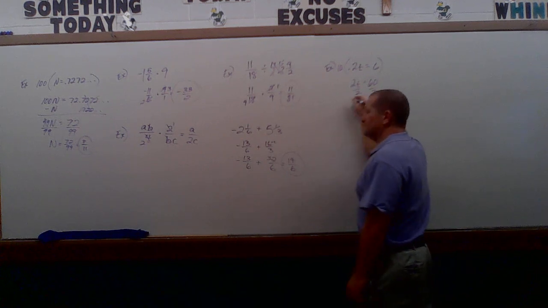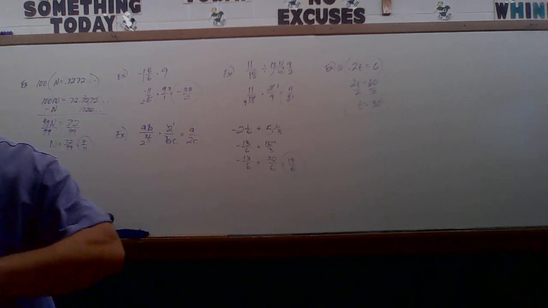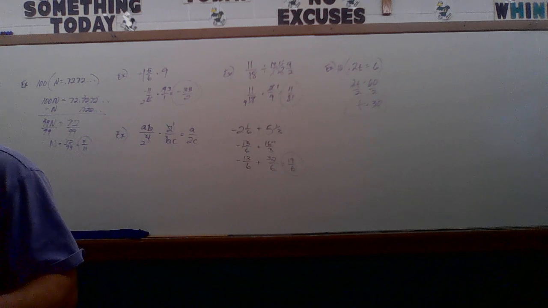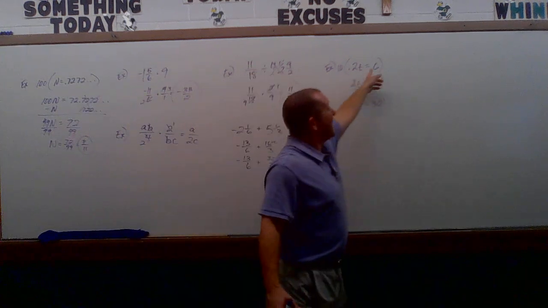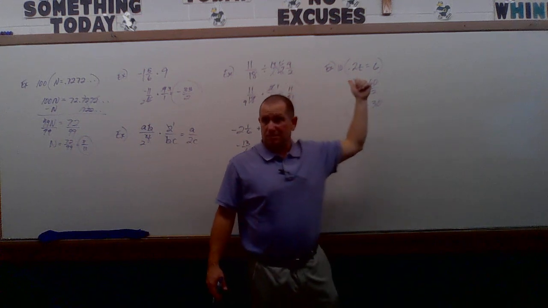Isn't that a lot easier? So anytime that I have decimals in a problem and I don't have a calculator, I'm going to get rid of the decimal by multiplying by whatever spot it's in. But I got to remember to multiply the entire problem by that number. Make sense? Okay.